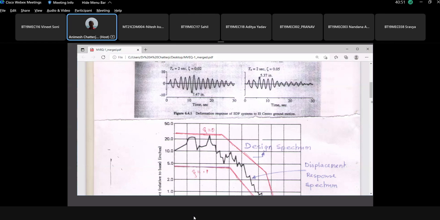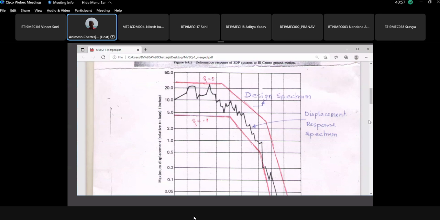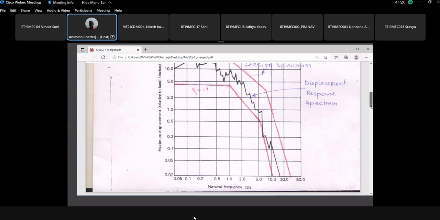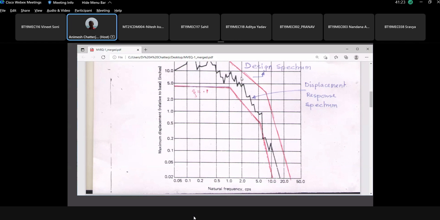We first try to design a building so that the natural frequency is outside. But even if the natural frequency is inside, suppose I have designed a building and I find its natural frequency is 2 hertz. Now, I cannot make it 20 or 30. I have to accept that building. Then what do I do? For 2 hertz, I assume damping is 0, and as per the design spectrum, this is my maximum displacement.